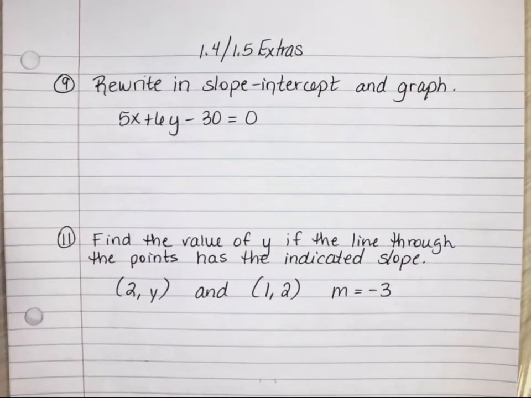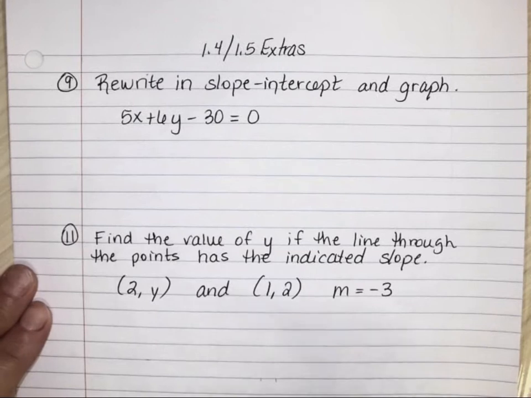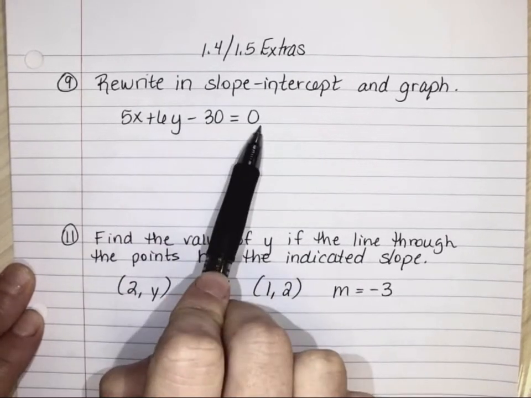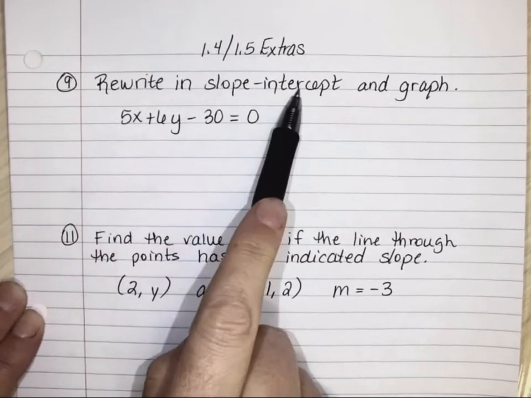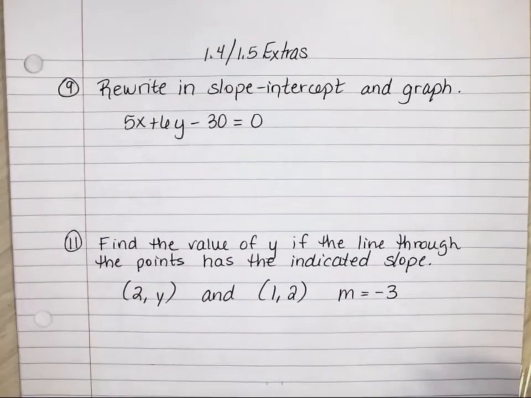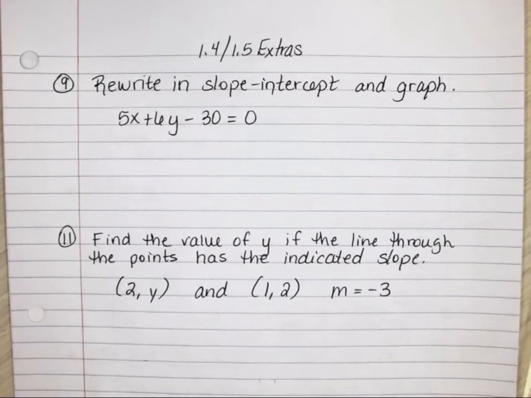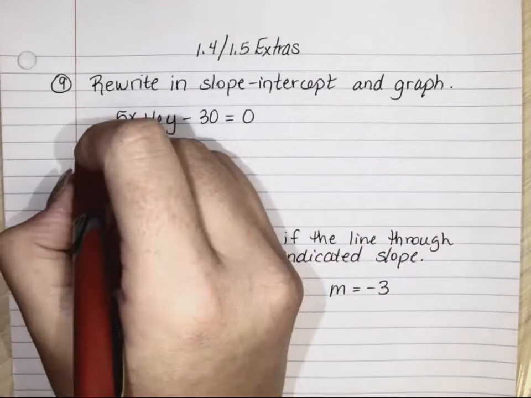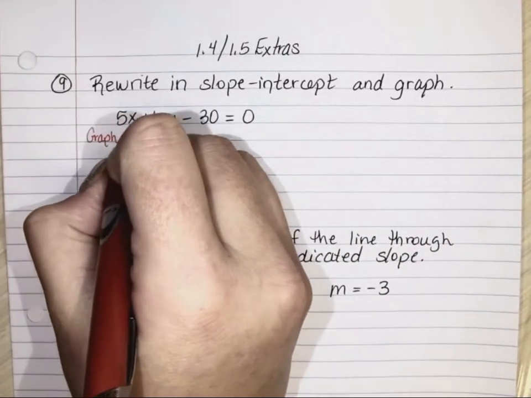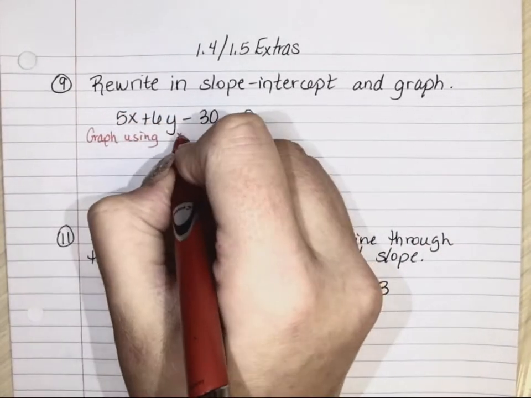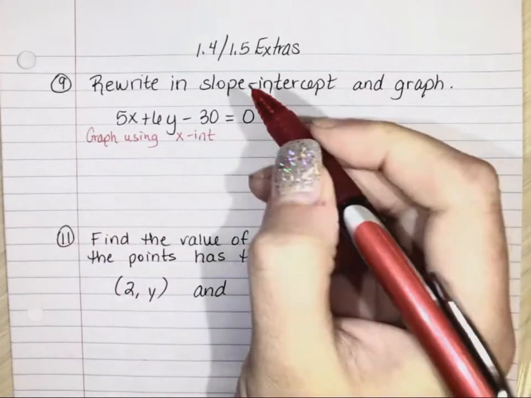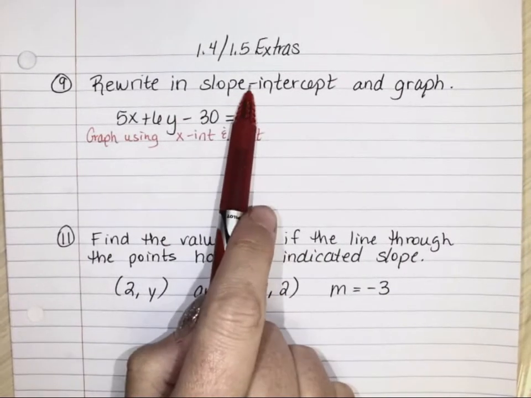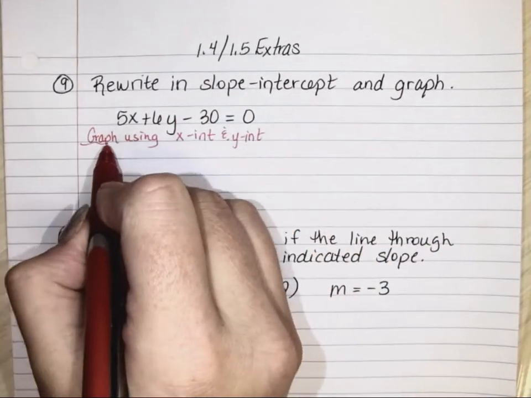I wanted to show you an equation like number 9 that has asked you to rewrite this equation. This is general form, by the way. Notice that it's set equal to 0. So they want you to convert to slope-intercept and graph it. I'm going to first actually show you how to graph this using intercepts, but you can graph it after you convert it to slope-intercept if you want to.